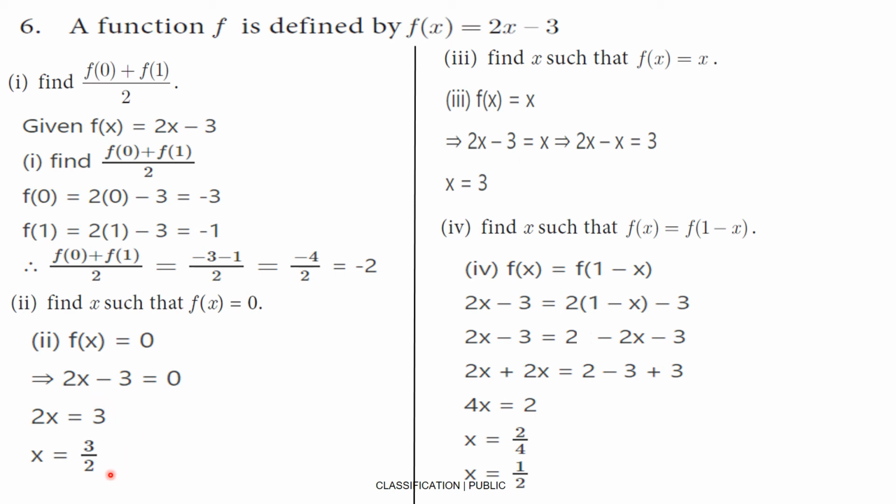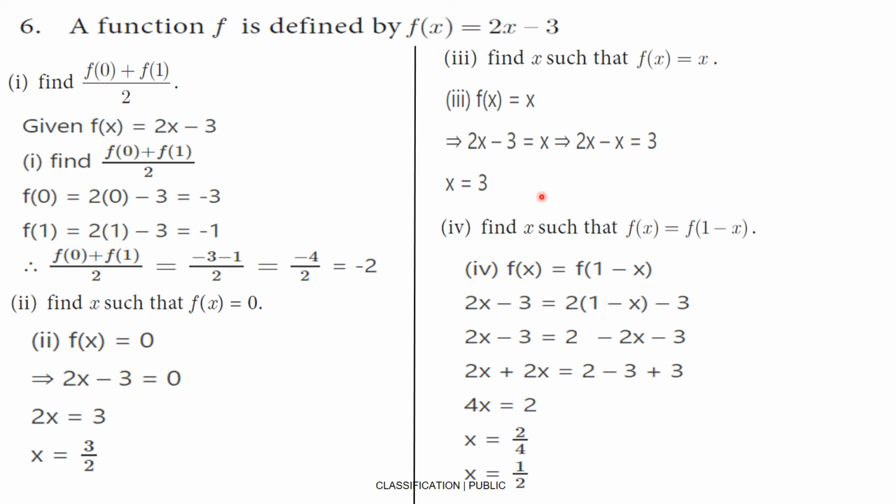So x equals 3 by 2. Understood? Shall we go to the next? Okay. f of x equals x. That means 2x minus 3 equals x. Clear? Next, come to the left hand side, 2x minus x equals 3. That is 2x minus 1x equals x, equals 3.